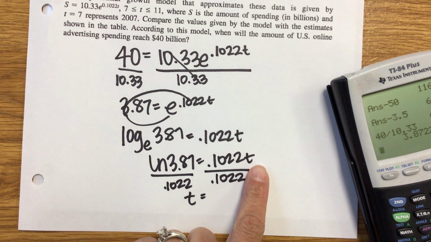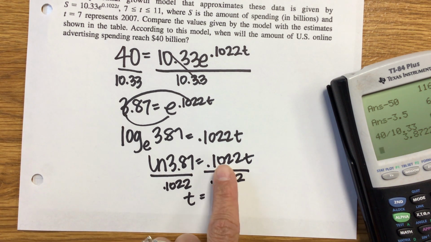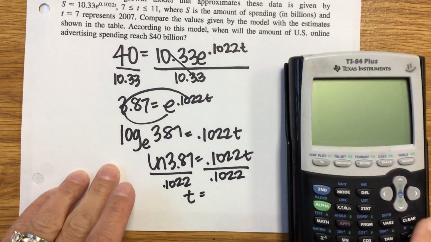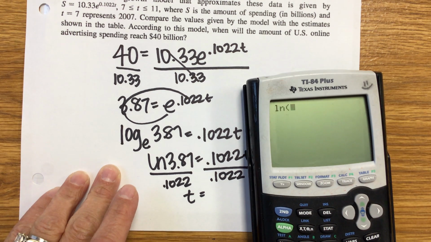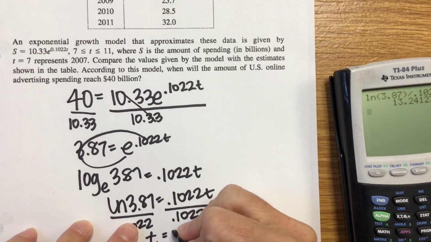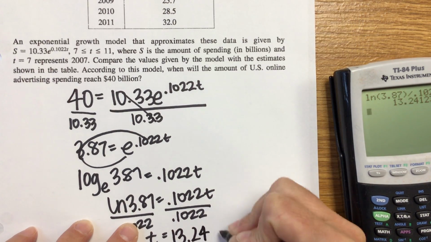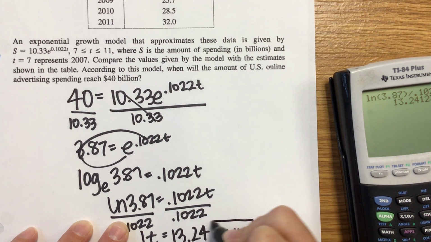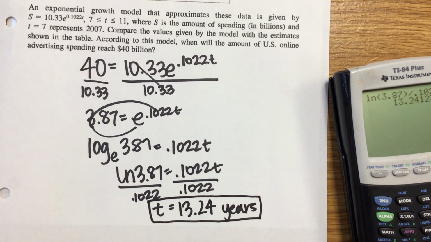So if I want to solve for t, it is 0.1022 times t, so I'm going to divide by that. So I have ln of 3.87, and then I'll divide by 0.1022. So here my t is 13.24 years. So how long will it take to reach 40 billion in online advertising spending? 13.24 years is what this model is predicting.